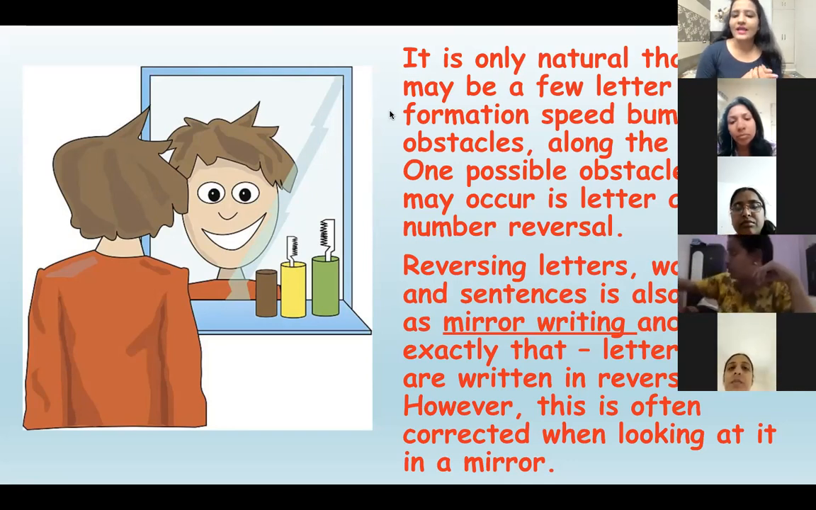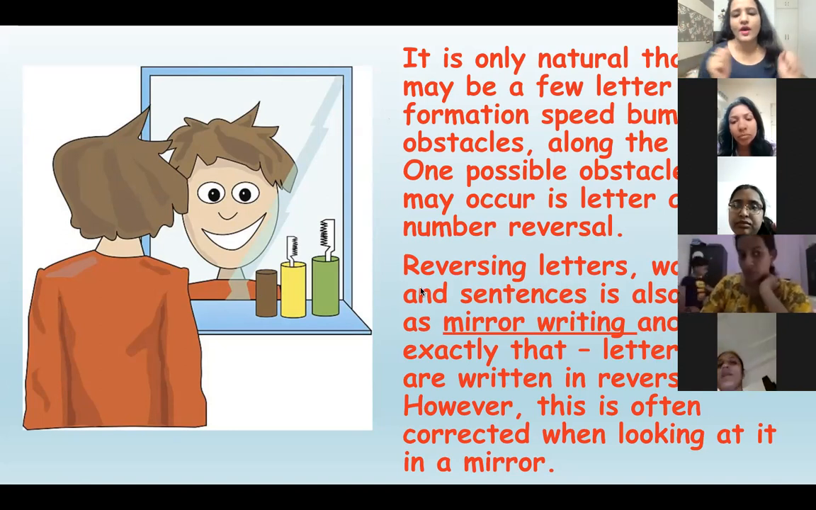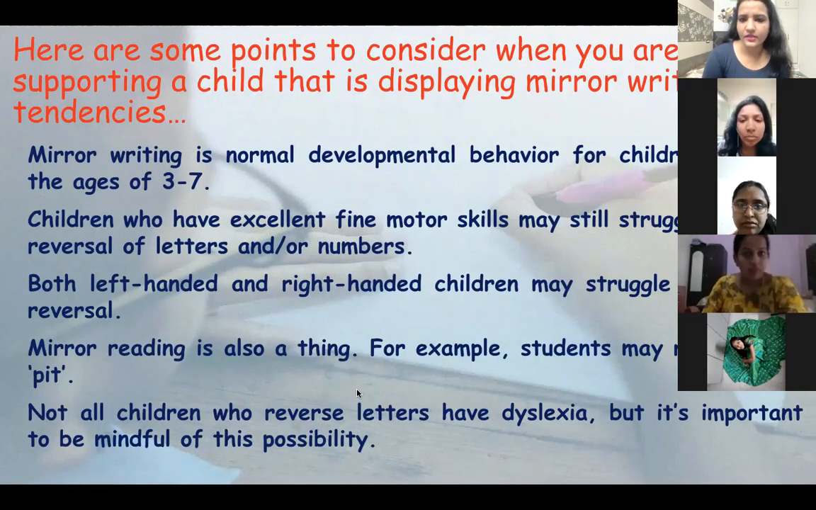Mirror writing implies that the letters are written in reverse. However, this is often corrected when looking at it in a mirror. That's why we call it mirror image numbers and letters. So when you look at it in a mirror, it will appear straight, but otherwise those are in reverse position. Now, here are some points to consider when you are supporting a child that is displaying mirror writing tendencies.